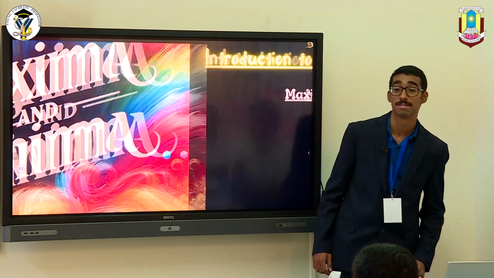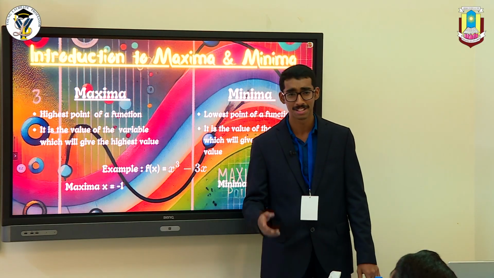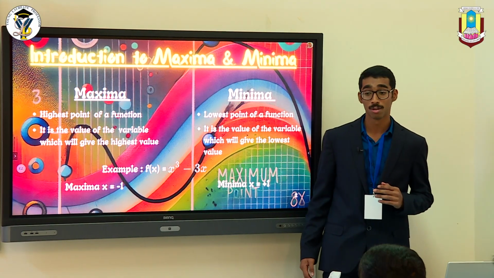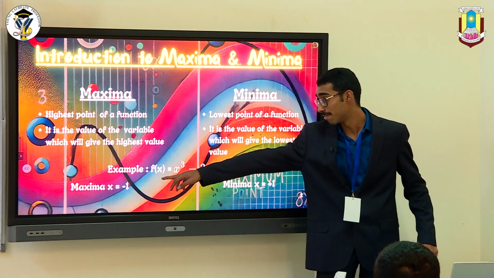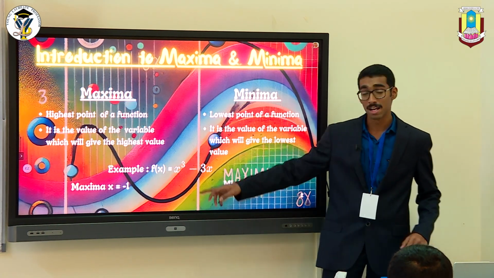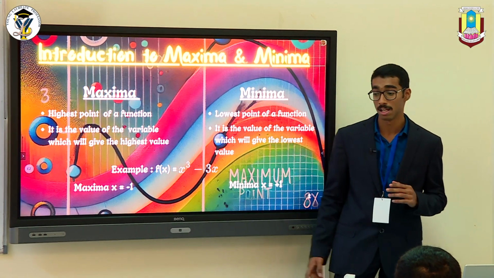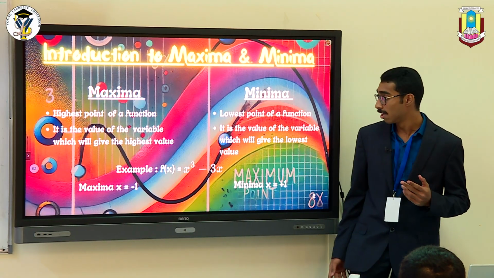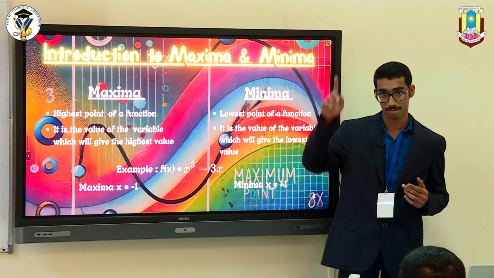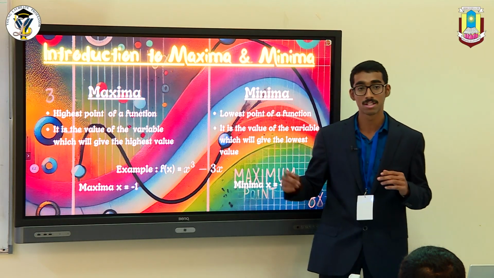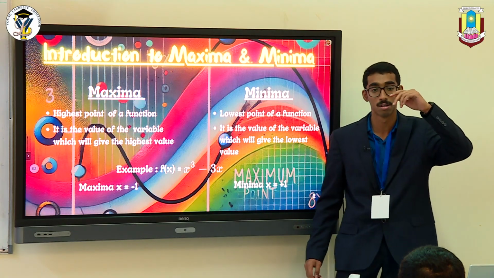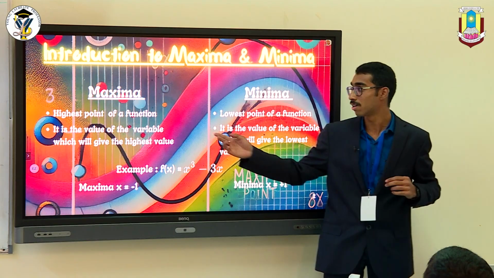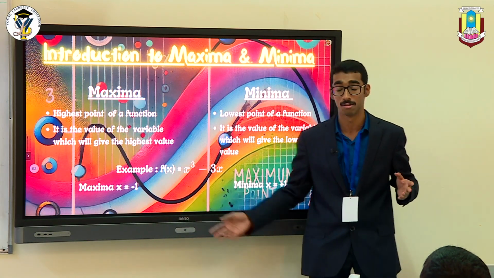So, what is maxima and minima? As the name suggests, maxima is the highest point of a function. Now, if you get a function, I've given you an example function, and if you graph this function using any online graphing app, or in your graph books, you'll get a graph. The point at which the graph goes to its maximum highest point is known as the maxima of that function.